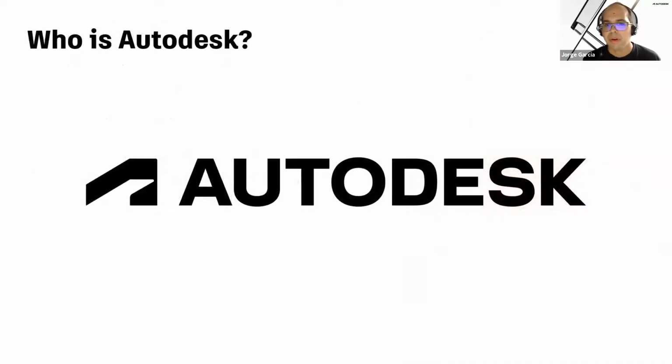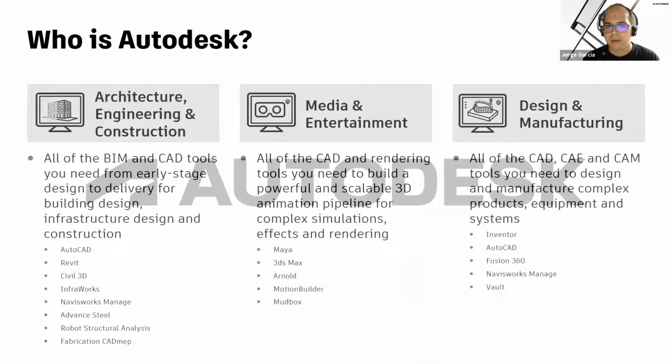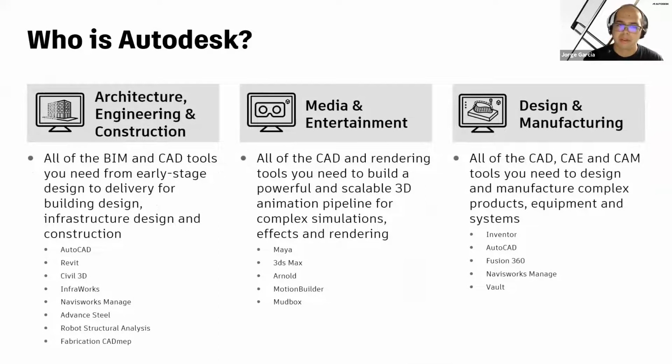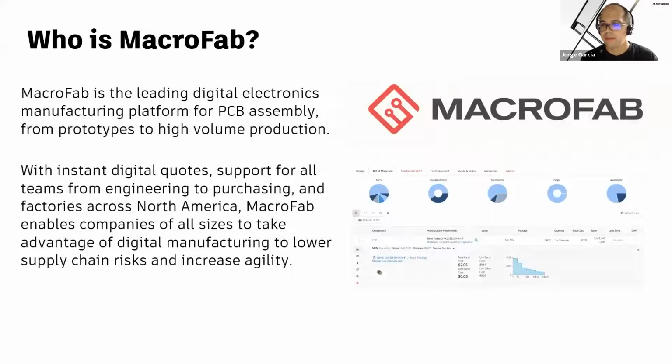So let's talk about who is Autodesk. It may seem like an obvious thing to think about since you're coming to an Autodesk webinar. But if you think about it, Autodesk makes a lot of products. Last I checked, our catalog is over 100 different products. But you can really easily organize it in these three industries: architecture, engineering, construction; media and entertainment; design and manufacturing. Electronics falls under the design and manufacturing umbrella. But if you work in any of these industries, it's likely that at some point you've worked with our software. Now, who is MacroFab? Chris?